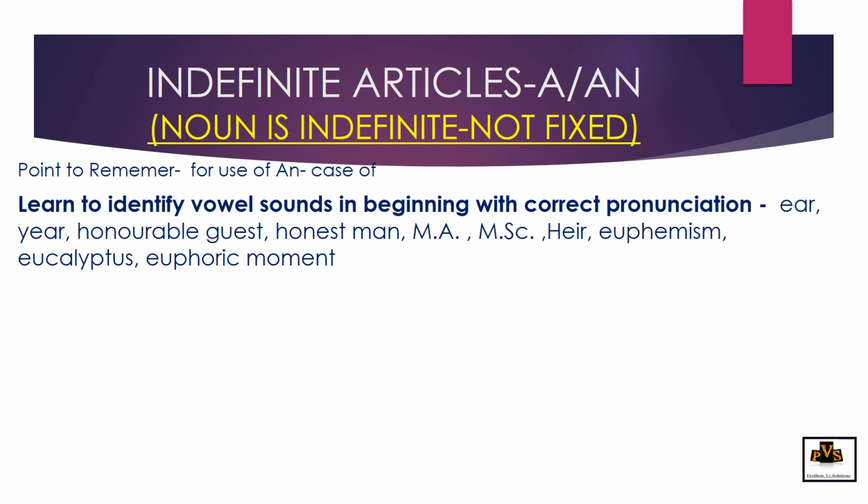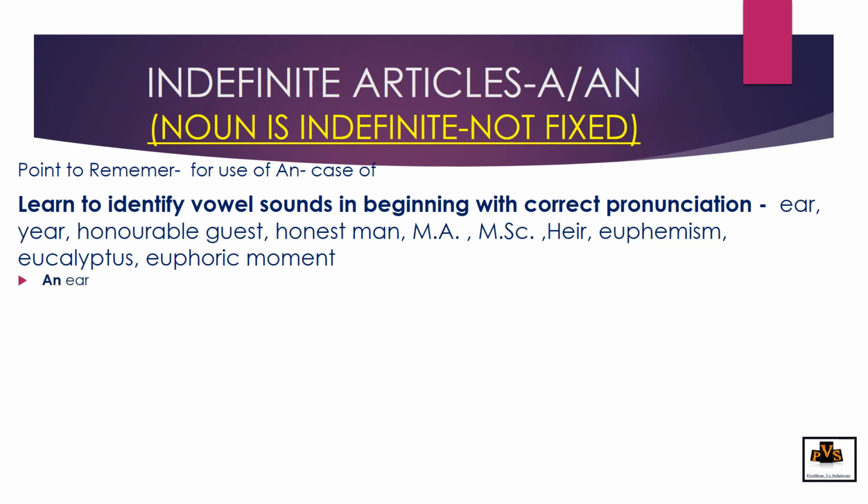Next, eucalyptus. It's a plant and we call it eucalyptus. It does not begin with a vowel sound, it begins with a year sound. And the last one, euphoric moment. We call it euphoric moment. There is E letter in the beginning, but it begins with a non-vowel sound, again year sound, euphoric moment. Now let's see, what do we use in front of all these words? Do we use a or do we use an?